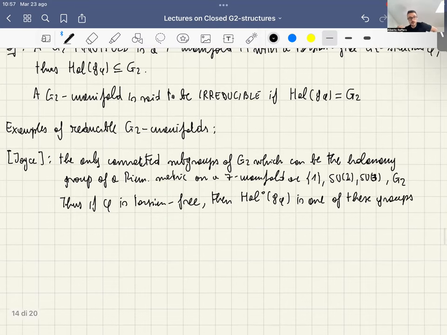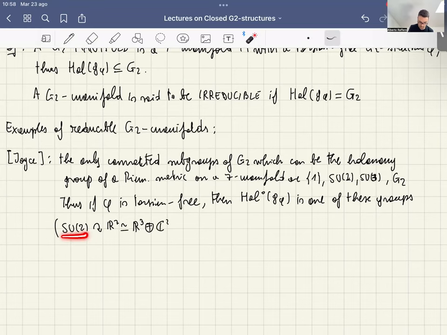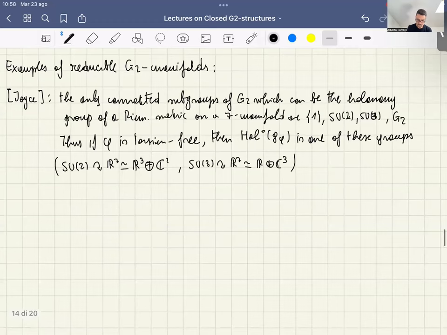And if you remember, every holonomy group comes with a representation on the tangent space of the point. In this case, the action of SU2 on R^7 is given by identifying R^7 with R^3 direct sum C^2, with SU2 acting trivially on R^3 and in the usual way on C^2. While the action of SU3 on R^7 is given by identifying R^7 with R direct sum C^3, with SU3 acting trivially on the R component and in the usual way on the C^3 component. So these are the possible holonomies for the reducible manifold: the trivial holonomy group, SU2 and SU3.